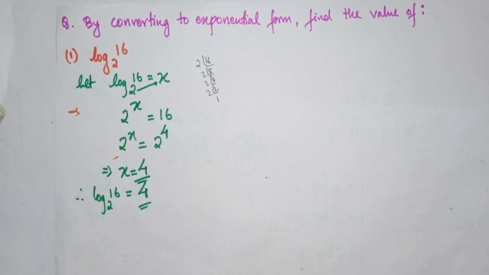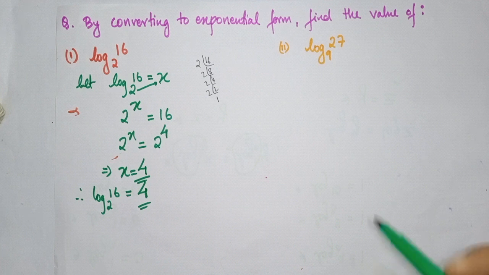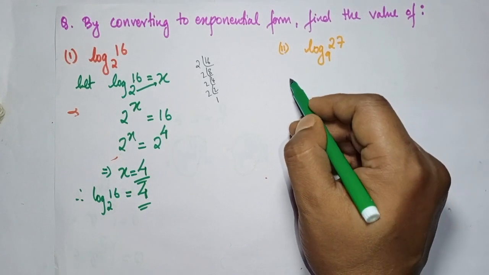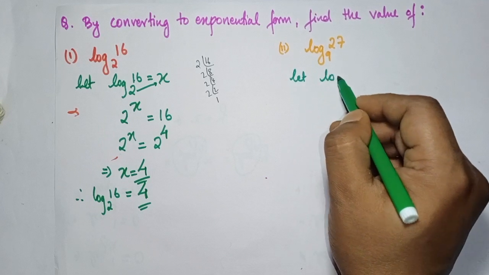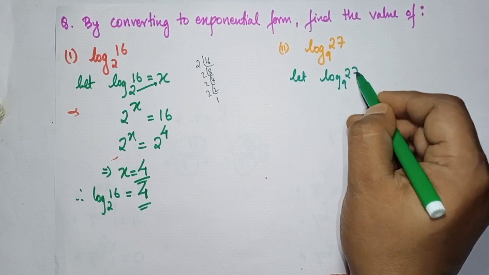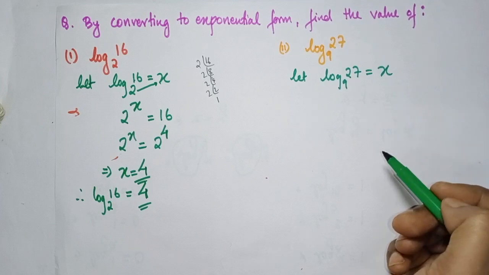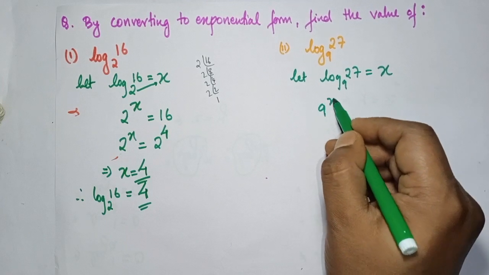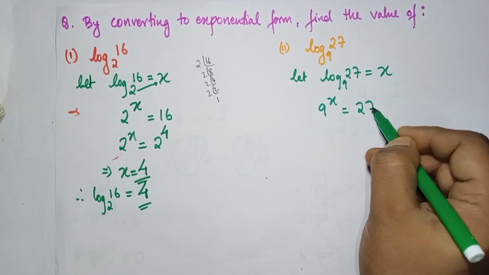Let's solve another question, a similar type of question. You can see here, log base 9 of 27. Our first step will be let log base 9 of 27 equals to x. Now as you know, what is the rule? 9 to the power x equals to 27.